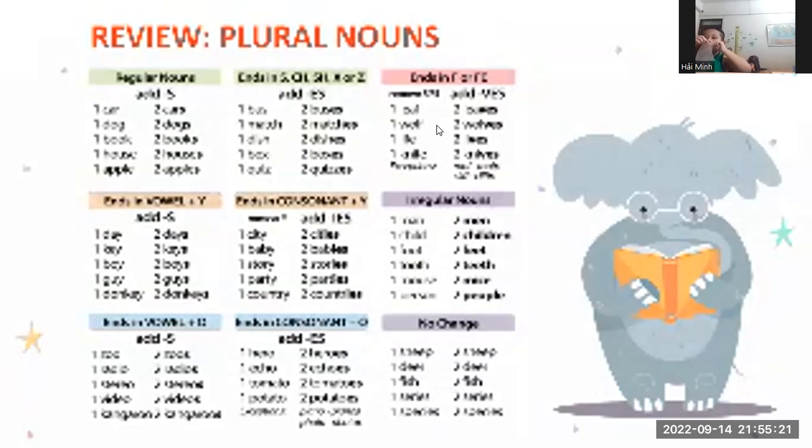Leaf. Okay. The last letter is letter F. That's why we add VES, that is two leaves. One leaf, two leaves. Right.